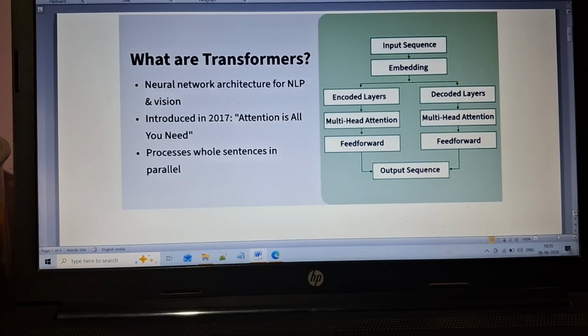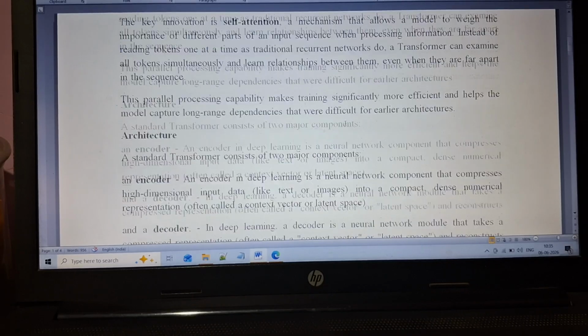What is a transformer? A network architecture for NLP and computer vision, introduced in 2017 in "Attention Is All You Need". It processes the whole sentence in parallel. First, what is in the diagram? A block diagram: input sequence, embedding, encoder layer, decoder layer, multi-head attention, and feed forward. Both are used, and the output sequence comes on both sides, decoding or encoding.